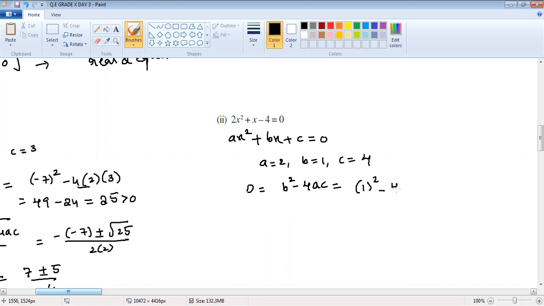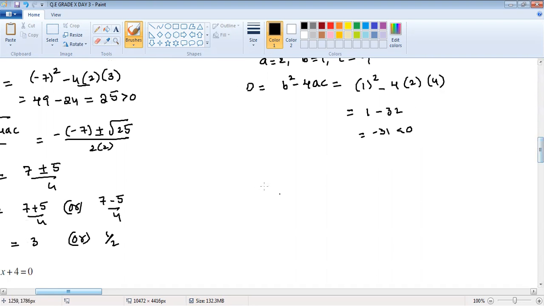Sir, 1 square minus 4, 2 and 4. What is the value? 4 4s are 16, 16 2s are 32. 1 minus 32, what is the answer? Minus 31, right? Less than 0, right? So what should we write? No real roots exist. That's all. They will give that. If it is 2 marks, they'll give 2 marks.